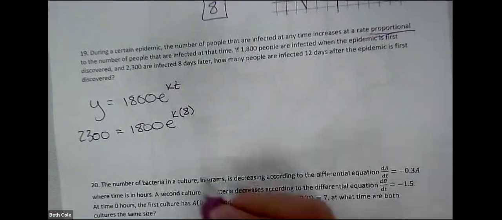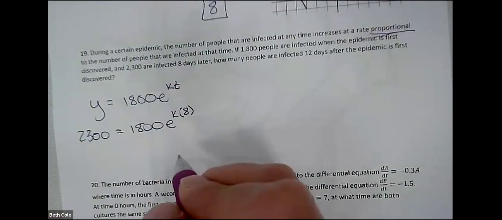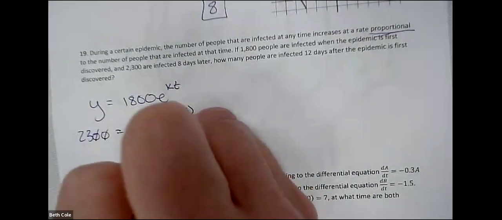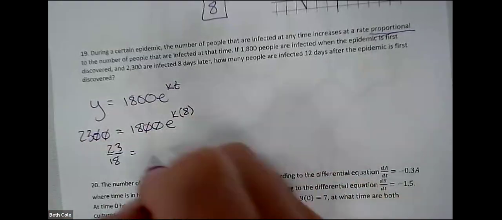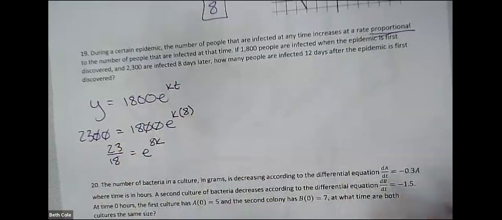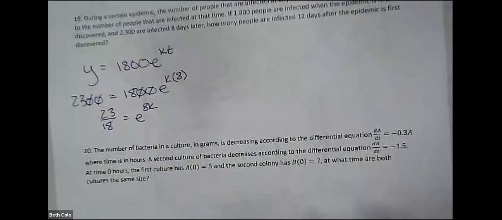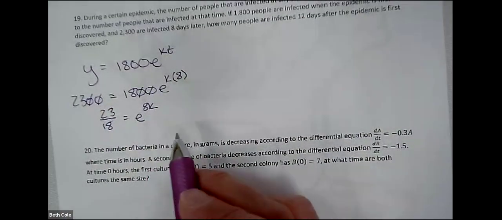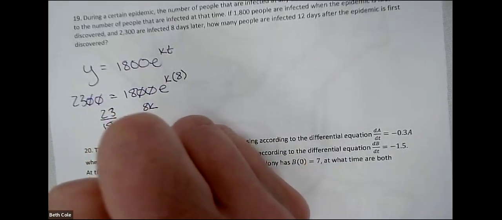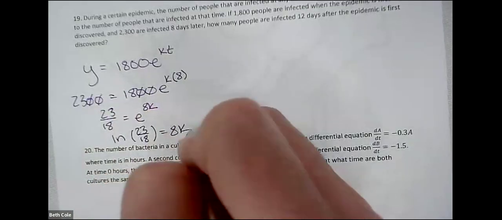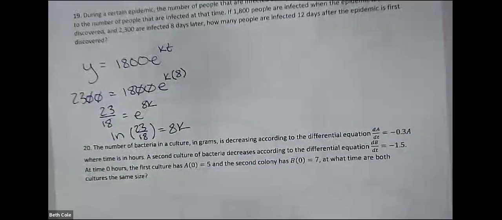And then we're going to start solving this. So I'm going to divide over the 1,800. Actually, first I'm going to cancel out my zeros here. So 23/18 equals e to the 8k. I'm going to hold off getting out my calculator until I'm all ready to type this in. To get rid of e, we're going to ln both sides. And then your last step would be to divide both sides by 8.